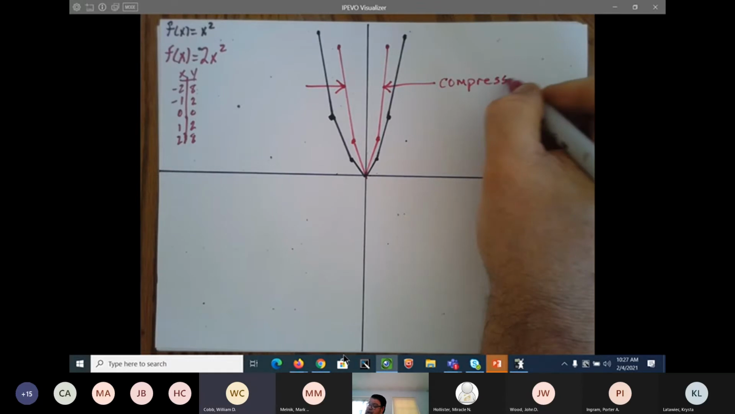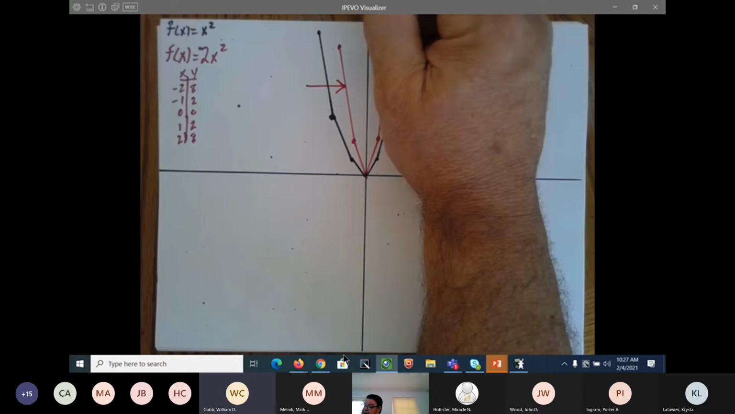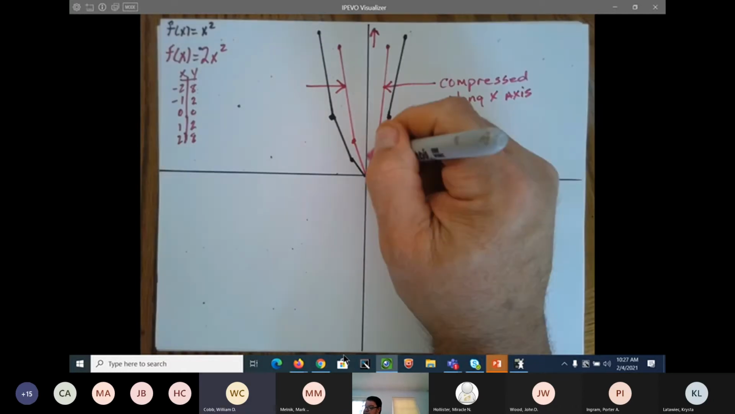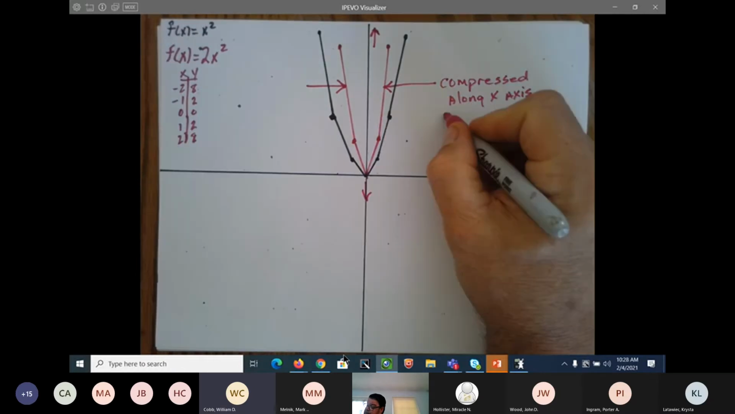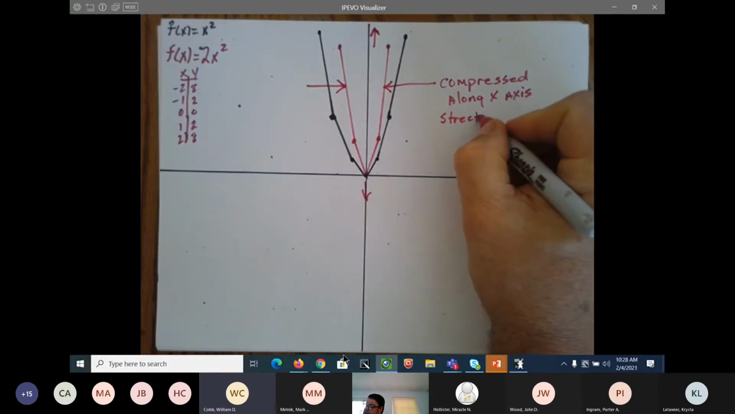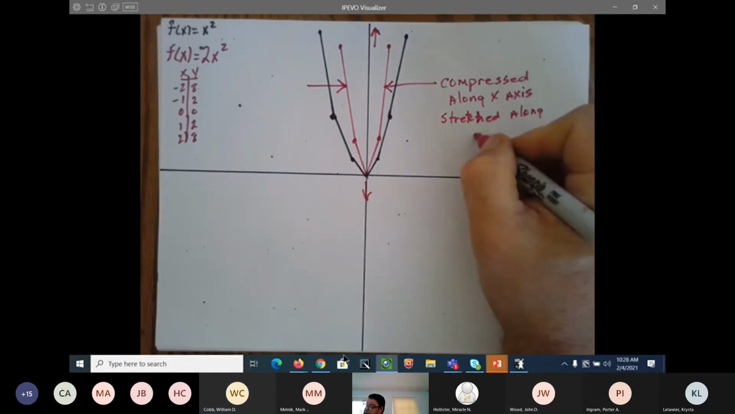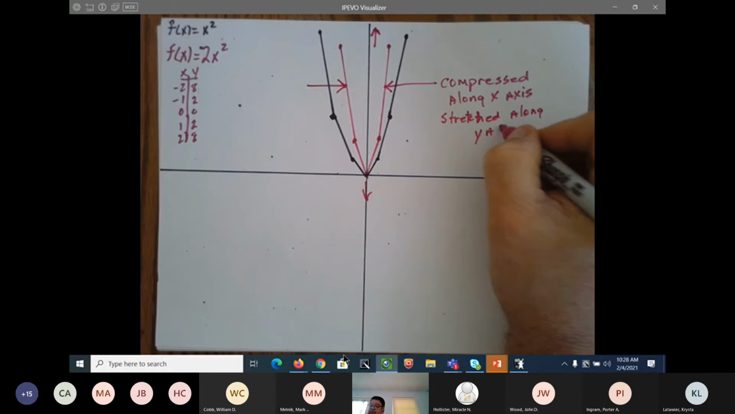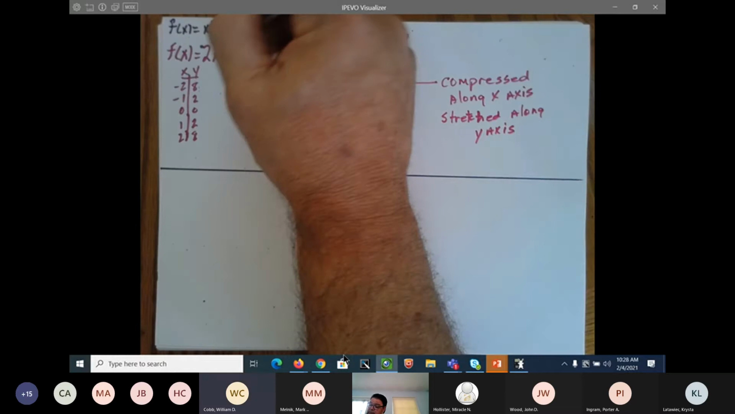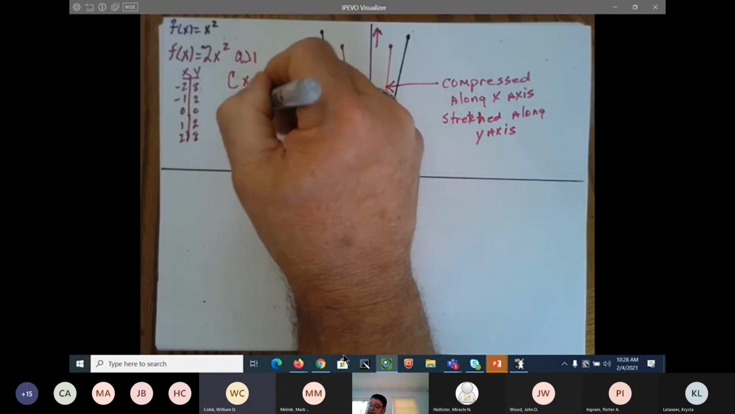And what is being done along the y-axis? It's being what? Stretched. Stretched along the y-axis. So you need to make a note: if A is above 1, then you have compression along the x-axis and stretching along the what? The y-axis, Hubert. Thank you.